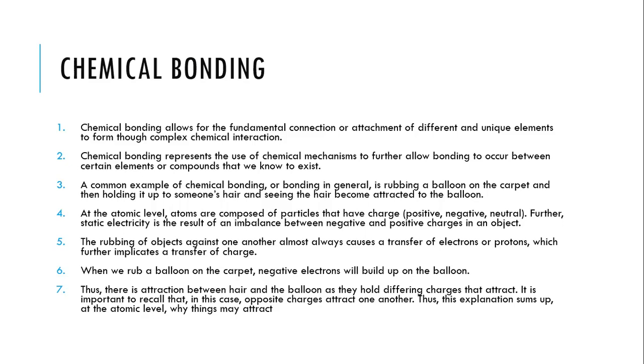The rubbing of objects against one another almost always causes a transfer of electrons or protons, which further implicates a transfer of charge. When we rub a balloon on the carpet, negative electrons will build up on the balloon. Thus, there is attraction between hair and the balloon as they hold different charges that attract. It is important to recall that in this case, opposite charges attract one another. Thus, the explanation sums up at the atomic level why things may attract.